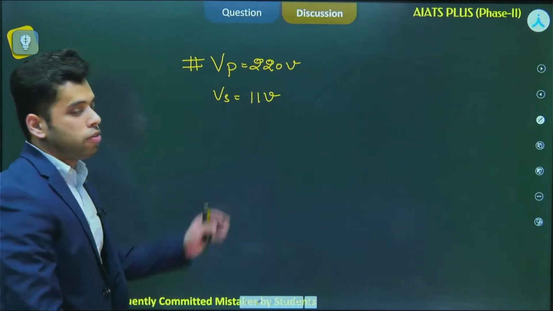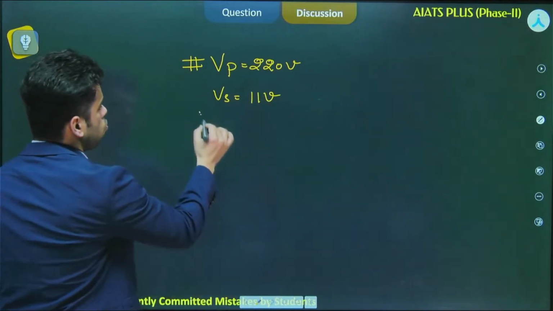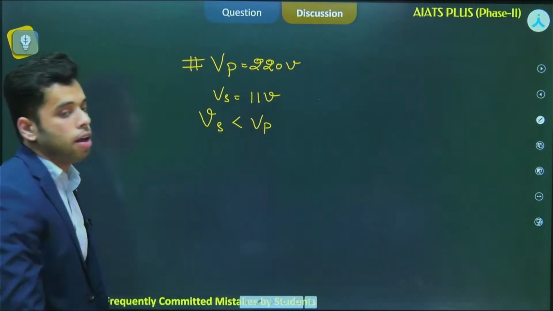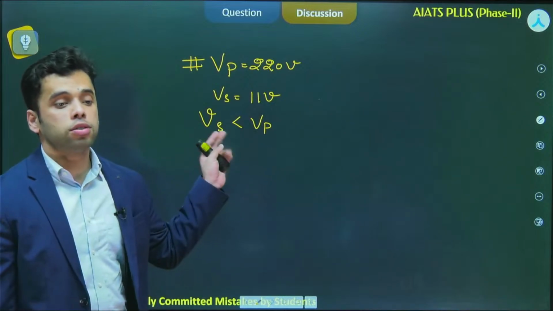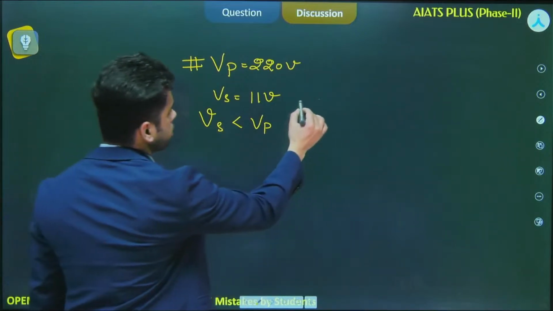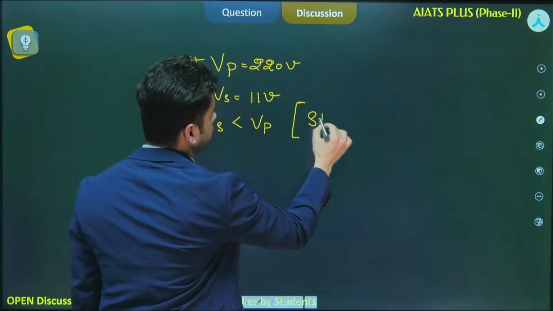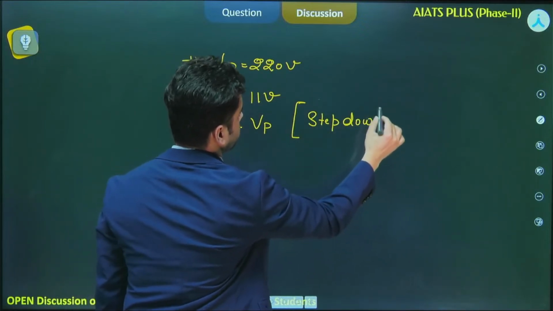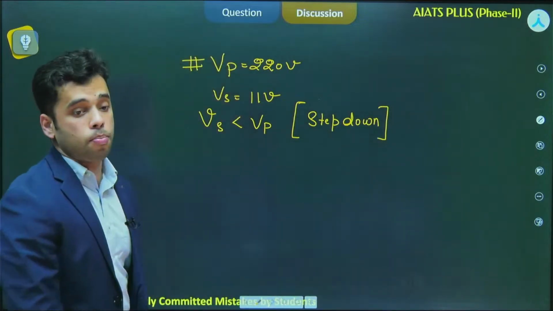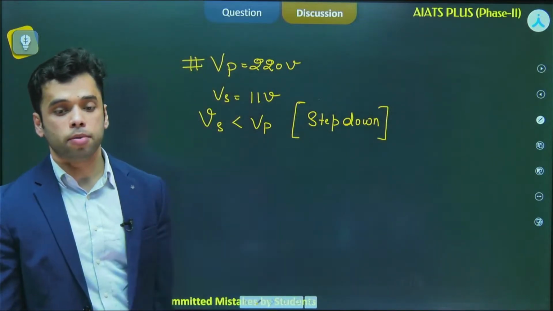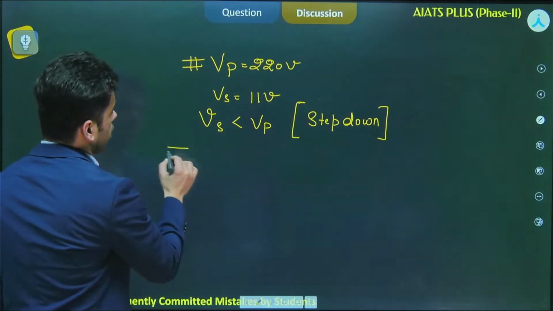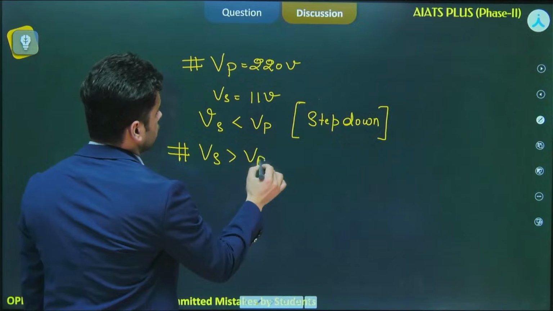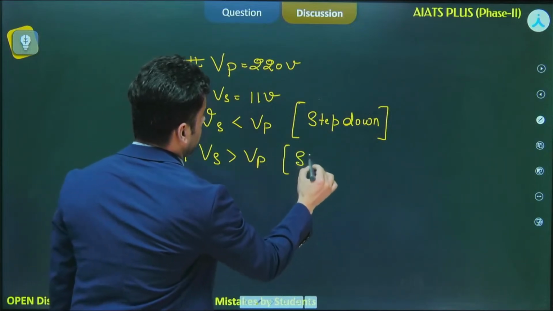Now you can very well see that in this case Vs is less than Vp, and there is a specific name for such kind of transformers. We call them step down transformers. If Vs is greater than Vp, the name will be step up.